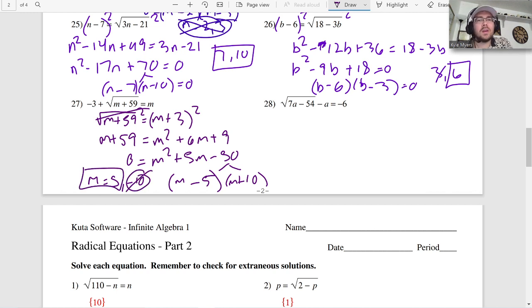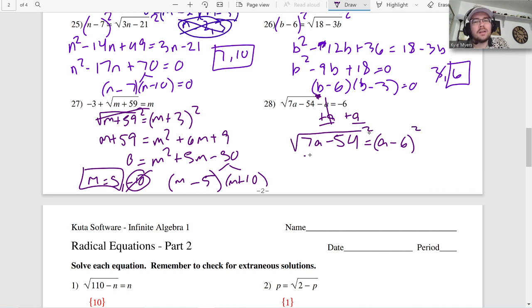So there's the answer. Square. Oh, wait. Too soon. Little a is hanging out there. The a is not under the square root, so I have to add that to both sides. That was tricky. I almost got duped. 7a minus 54 equals a minus 6. I like to put the a thing first. Square, square. 7a minus 54 equals a squared minus 12a plus 36.